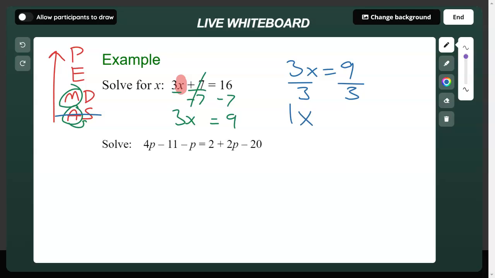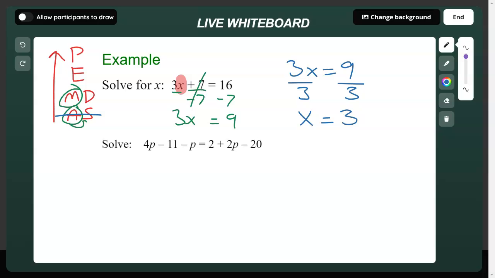All right? 1 times x. Is that going to change the value of x? No. Do I need to write it? No. But understand, that's what's happening. 3 divided by 3 is 1. Now it's that multiplicative identity. Okay? That multiplicative identity. It's assumed. It's implied. But I don't need to write it.